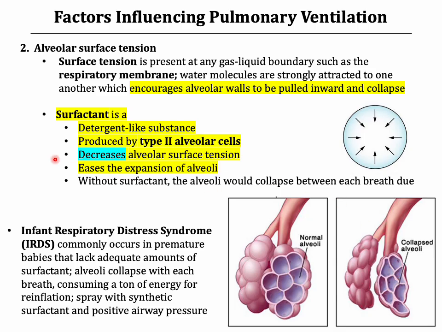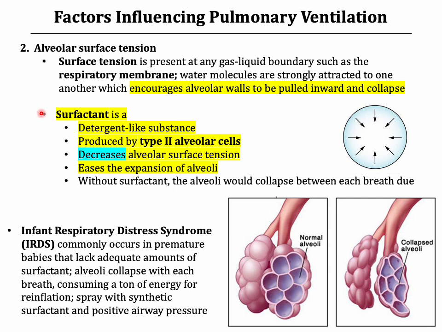Well, the body produces surfactant, and this is a detergent-like substance produced by those type 2 alveolar cells, and it functions to decrease alveolar surface tension. It inhibits that attractive force between the water molecules, and it allows the alveolus to expand adequately, be nice and open, and reduce those inward forces produced by the water molecules. Okay, so it's very important that you understand this is decreasing alveolar surface tension, allowing the alveolus to expand adequately.